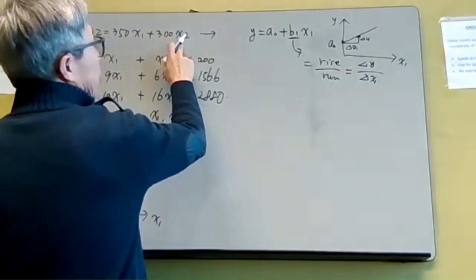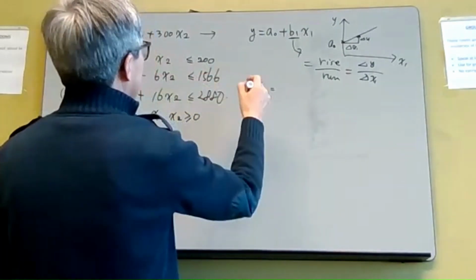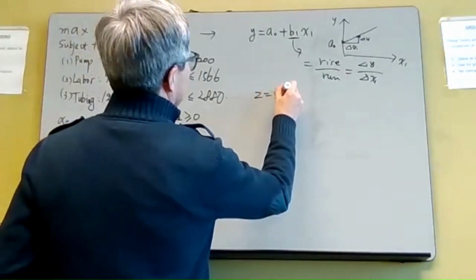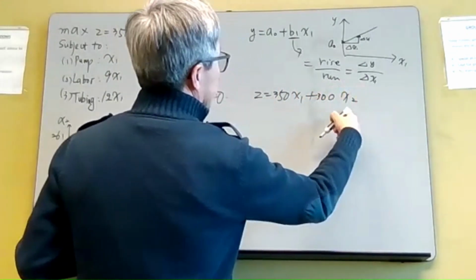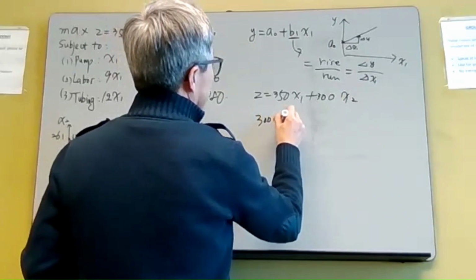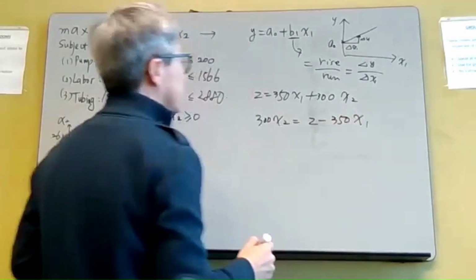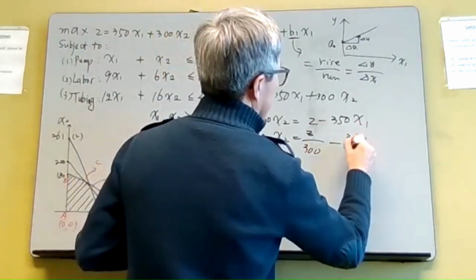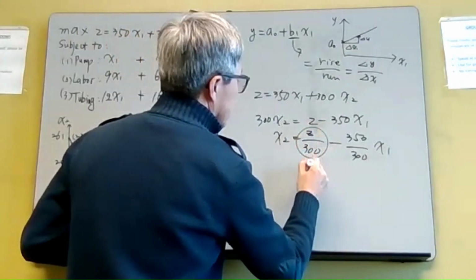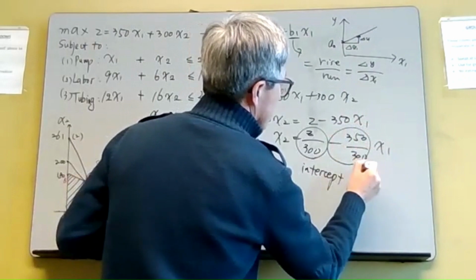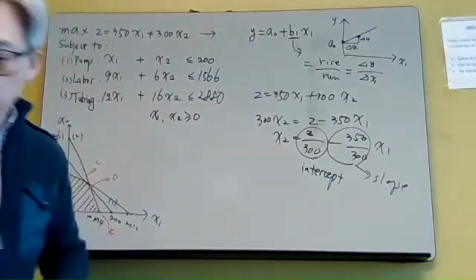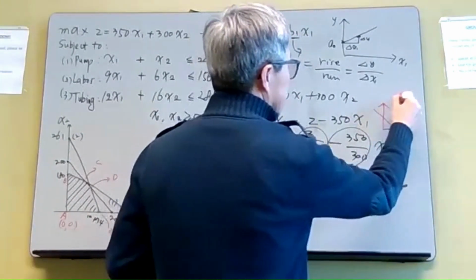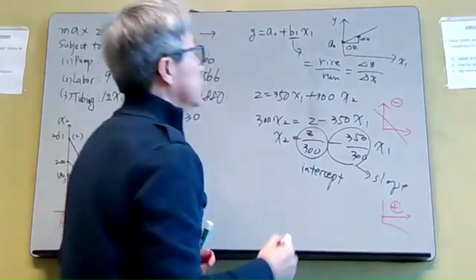So instead of having y, we're going to have x2. Z equals 350 x1 plus 300 x2. If you move x2 to the left-hand side, 300 x2 equals z minus 350 x1. Now let's take off 300, so x2 equals z over 300 minus 350 over 300 x1. Now we know this is an intercept and this is slope, and you see the slope is negative. If it is negative, it will go downward. If it is positive, it will go upward.